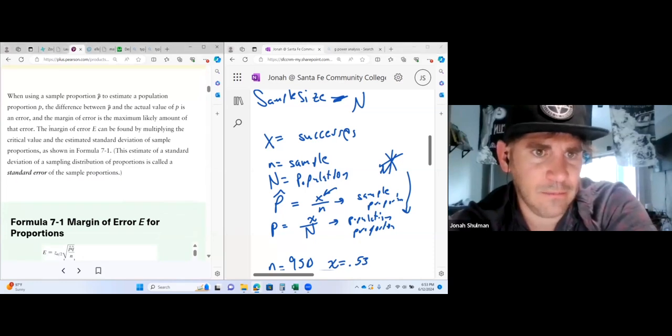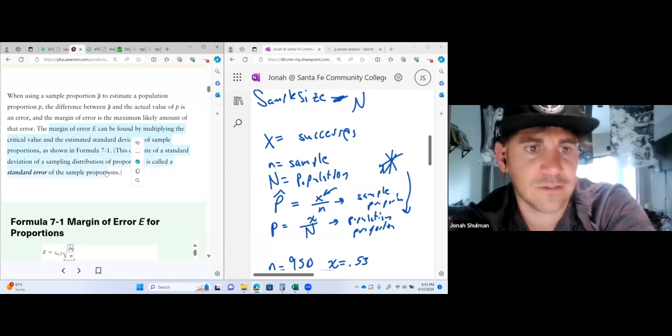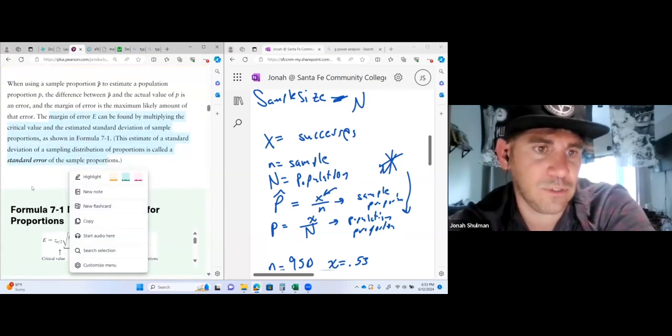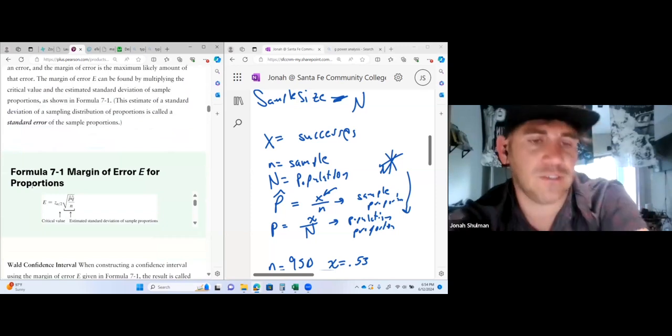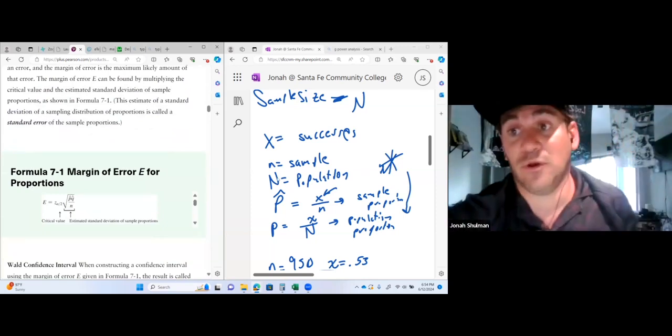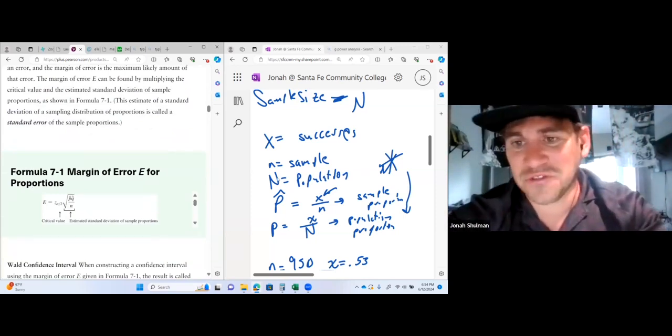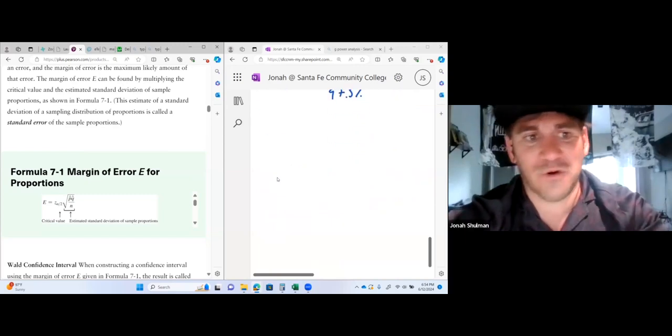Okay. And the margin of error can be found by multiplying the critical value and the estimated standard deviation of the sample proportions. And this estimated standard deviation of the sampling distribution is called the standard error of the sample proportions. All right, so I might as well show you what this means. Okay, this is our first crazy formula. There'll be a few more, but here it is.